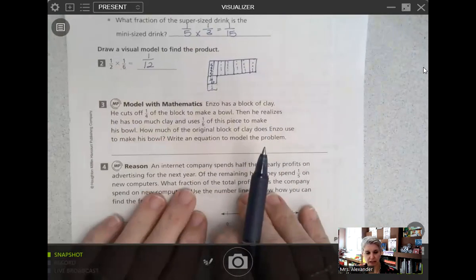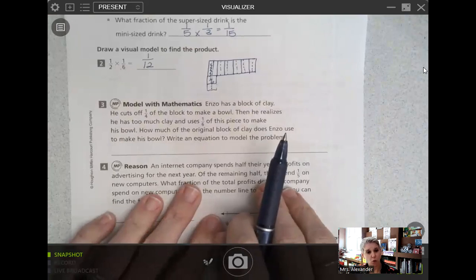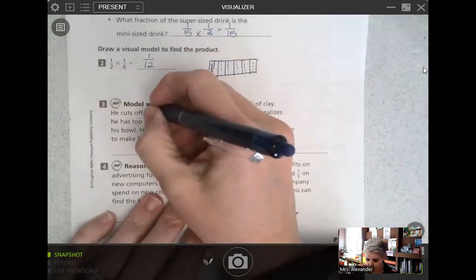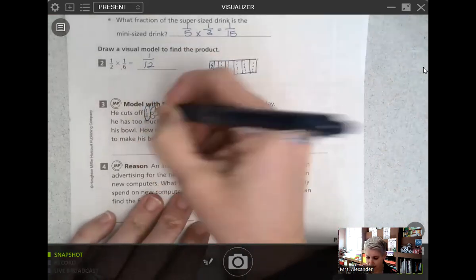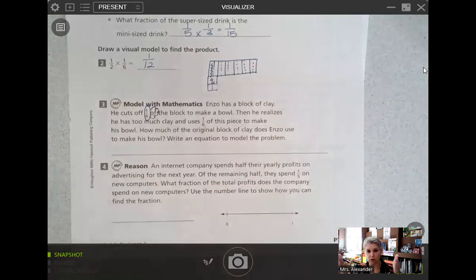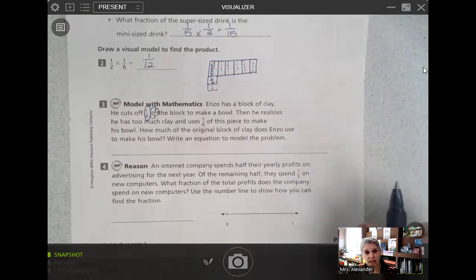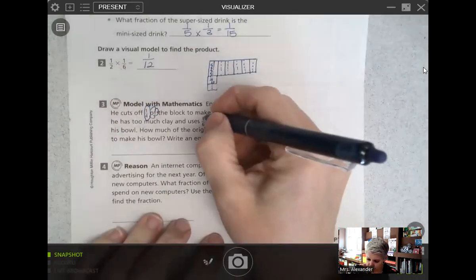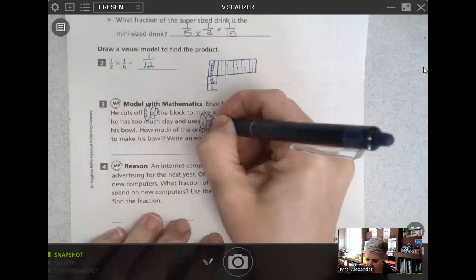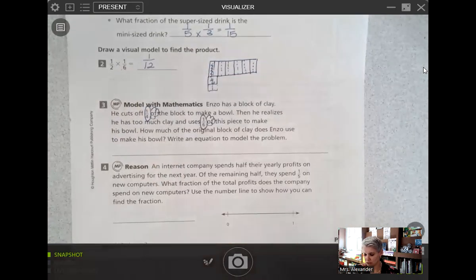All right. Enzo has a block of clay. He cuts off 1/4 of the block to make a bowl. So that "of" comes into play with our whole block of clay, 1/4 of it. Then he realizes he has too much clay, and he uses 1/6 of that 1/4 to make his bowl. How much of the original block of clay does Enzo use to make his bowl?